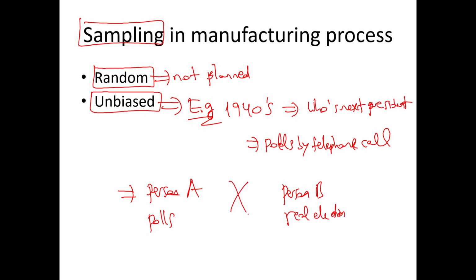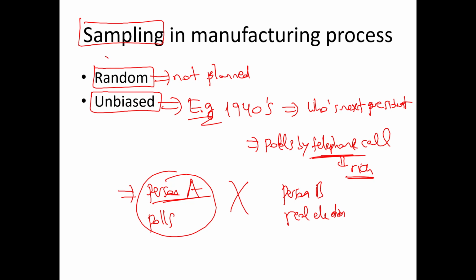And what is the problem here? The problem is that the telephone at that time was owned by rich people. Only rich people had a telephone. So when they did the polls, they checked the rich people's opinion. That's the reason they got a wrong answer. They found the wrong person as the president. So that's the issue: the sampling process should be random and unbiased. It should not be similar to each other even.